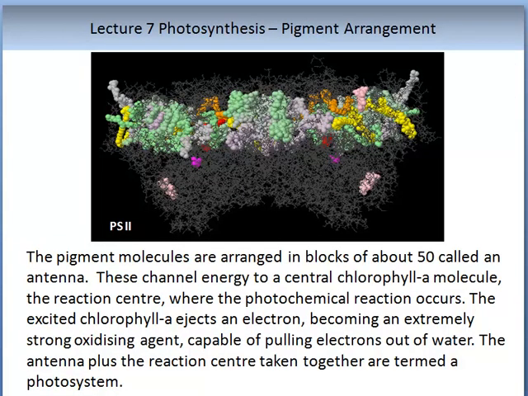The process of these photosynthetic centers is very complex. On the screen in front of you, there is a model visualization of a pigment arrangement from Photosystem 2. The pigment molecules are arranged in blocks of about 50, and these are the antennae. These channel energy to a center chlorophyll A molecule, the reaction center, where the photochemical reactions occur. The excited chlorophyll A ejects an electron, becoming an extremely strong oxidizing agent capable of pulling electrons out of the water. The antennae plus the reaction center taken together are termed the photosystem.